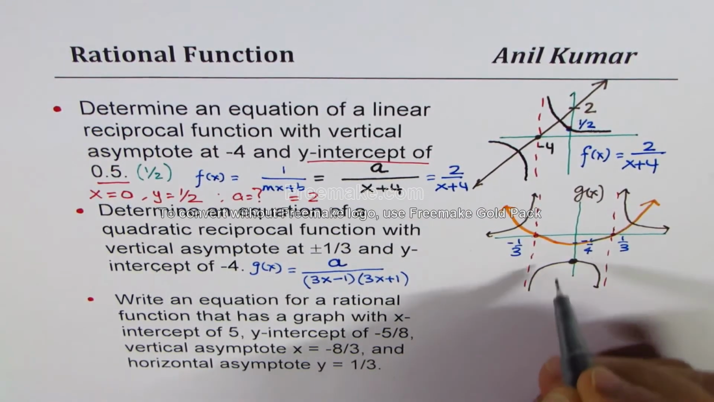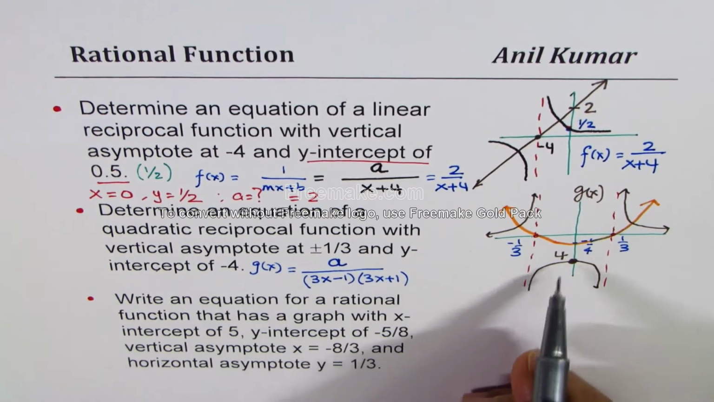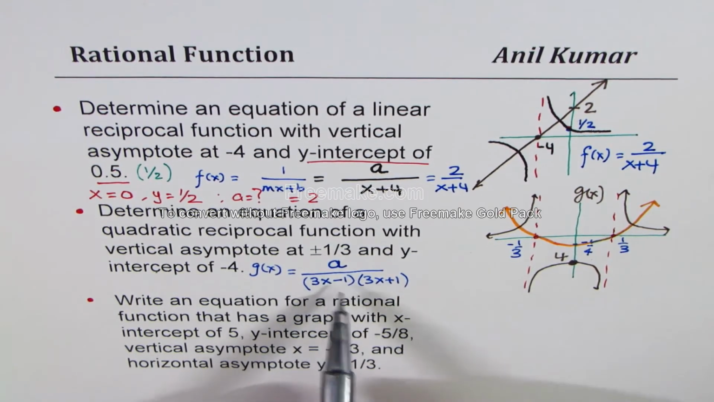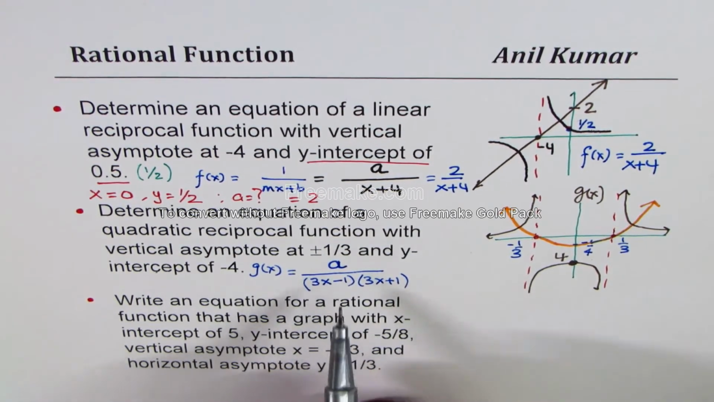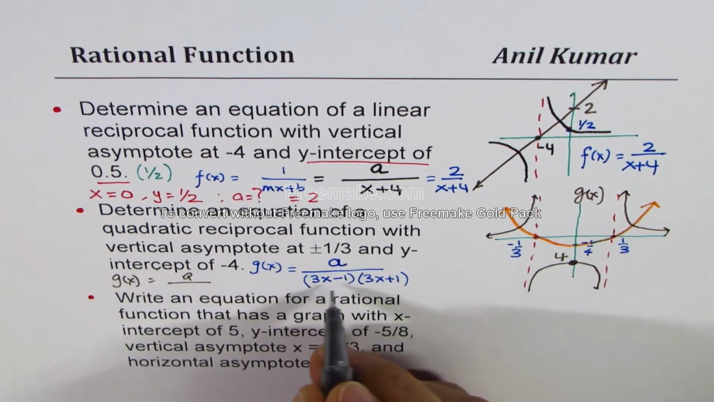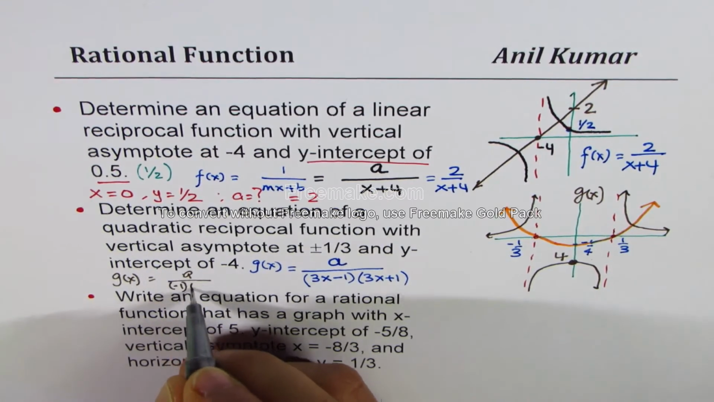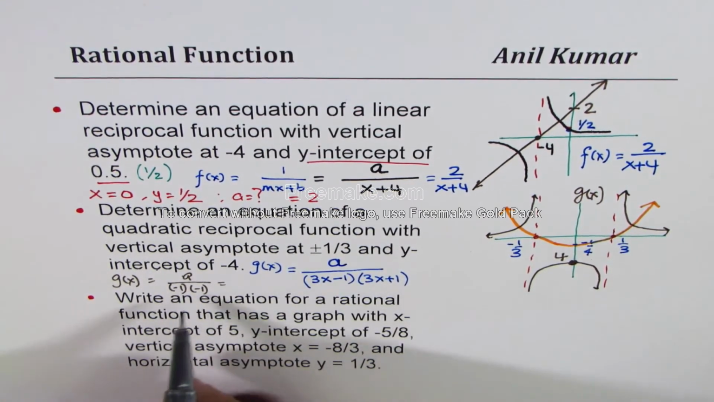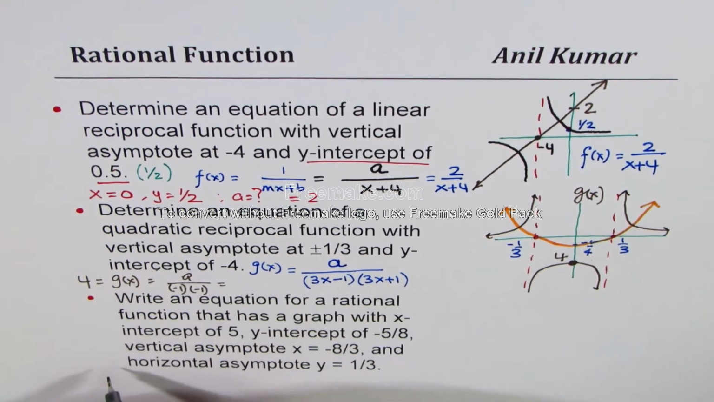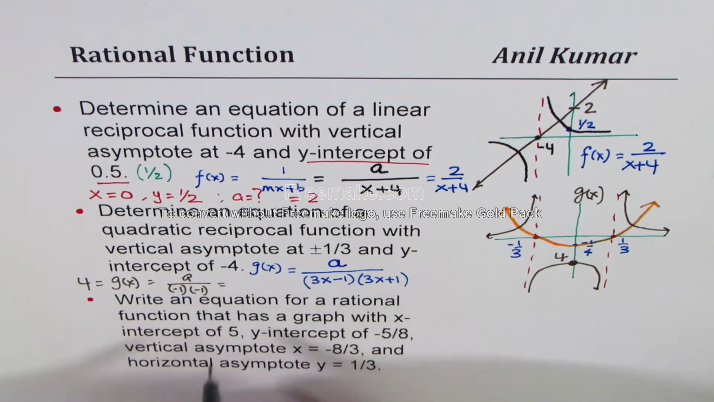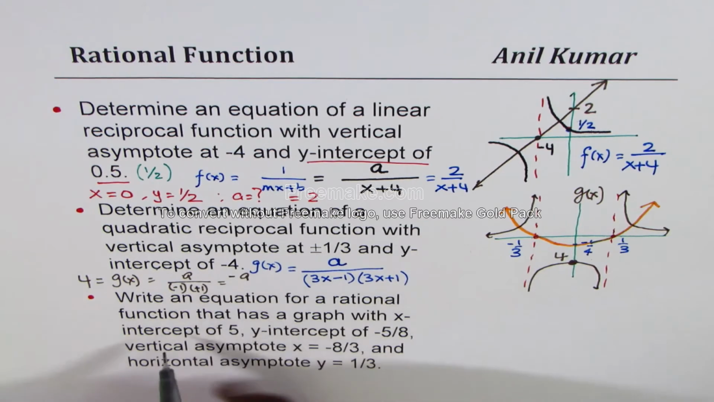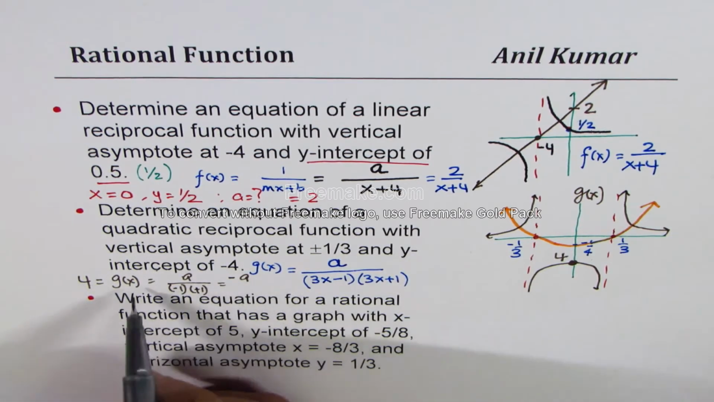We have to now worry about this point, which is at 4. Correct? That means if x is 0, I should get 4 here. But if x is 0, what do I get? If x is 0, I get g of x equals a over, if I write 0 here, minus 1 times plus 1, which is minus a. That is not 4. But if I want to make this 4, then a should be what? This is what I'm trying to figure out. So minus a is 4, so a should be minus 4.